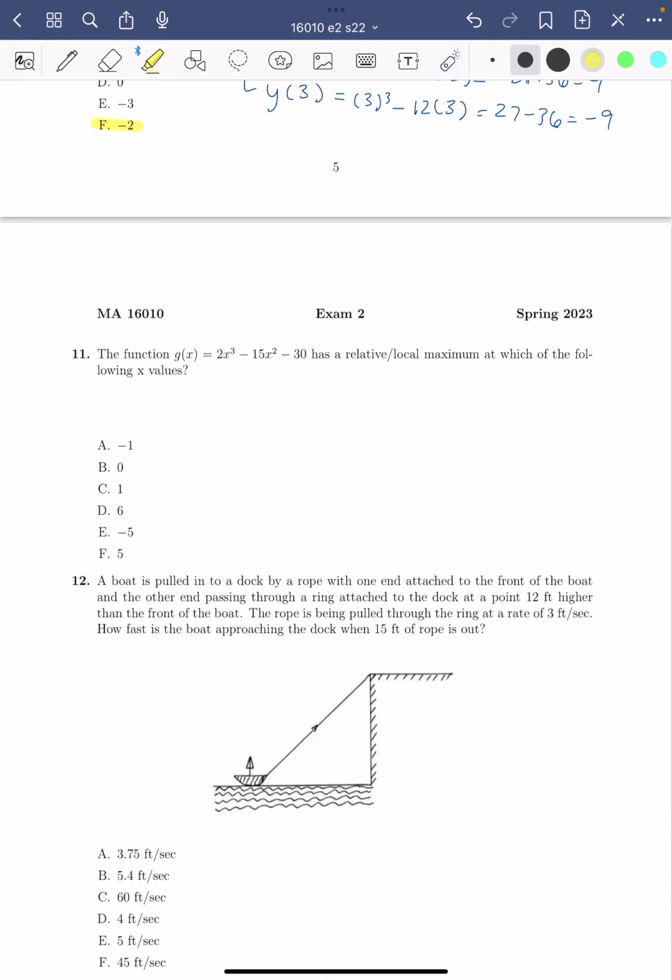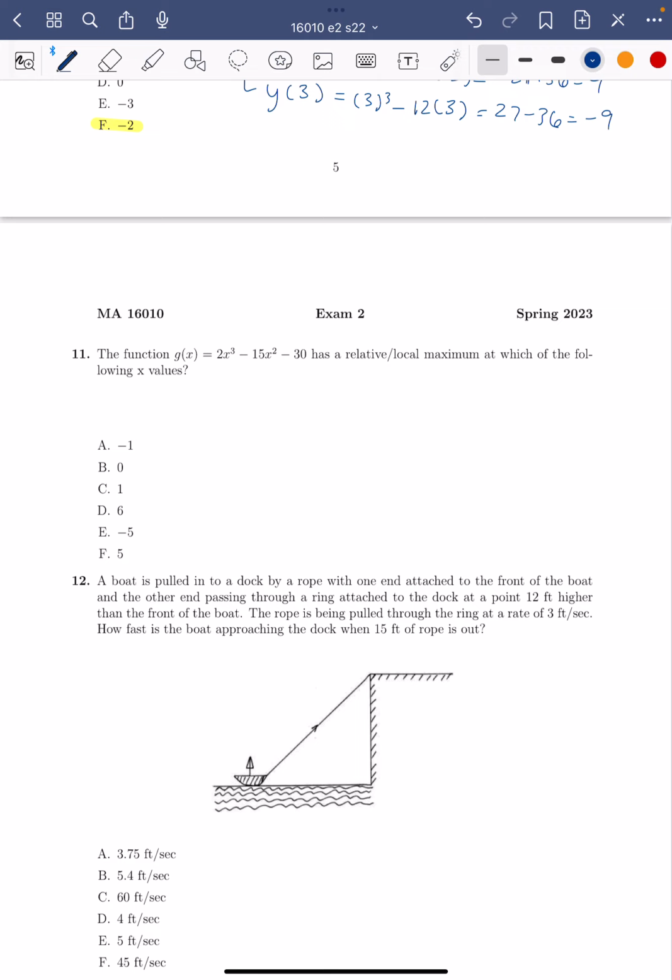Okay, 2 more questions. Number 11. The function g of x equals 2x cubed minus 15x squared minus 30 has a relative/local maximum at which of the following x values? So for these ones that just ask without an interval, the easiest way to do this is with the first derivative test or the second derivative test. For this one, I'm going to be using the second derivative test.